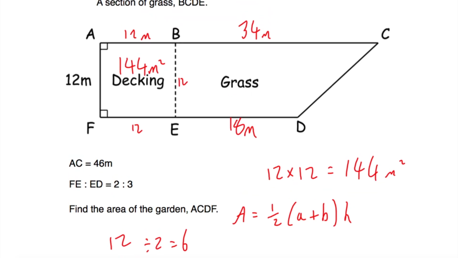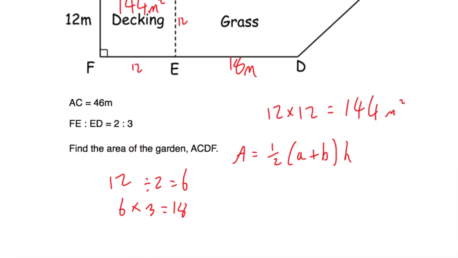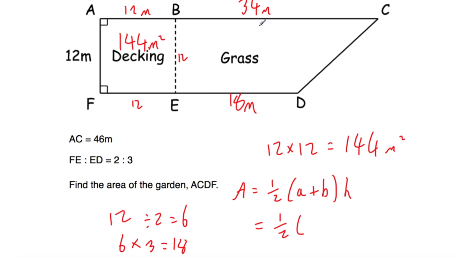Okay, so if we have a look here, we've got this trapezium. We've got the length of the two parallel sides, 18 and 34. We've got the distance between them. We can find its area. And then once we find the area, we can add on 144, and that's the area of the whole garden. So let's do that. In terms of the trapezium, it's a half. The two parallel sides, the lengths of those are 34 plus 18, and then times by h, the distance between them, which is 12, so multiply by 12.